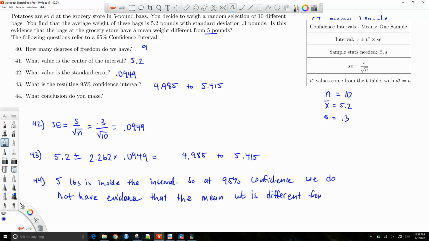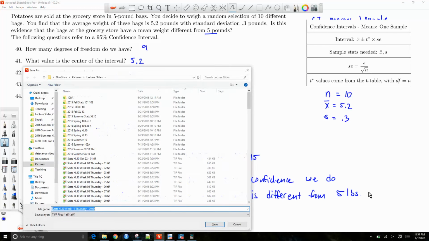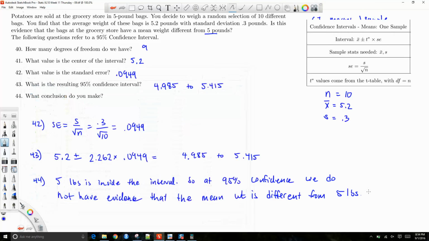Now, if we decrease that level of confidence, if we're willing to make a claim with a lower percentage of confidence, then we could say we have evidence of a difference, because probably 5 would no longer be in that interval, because it's just kind of on the edge there. All right, is this good?